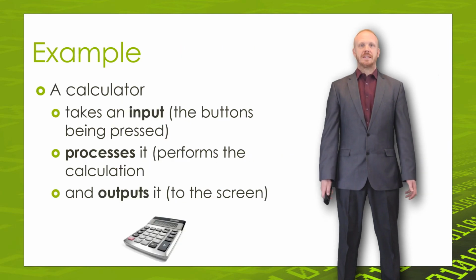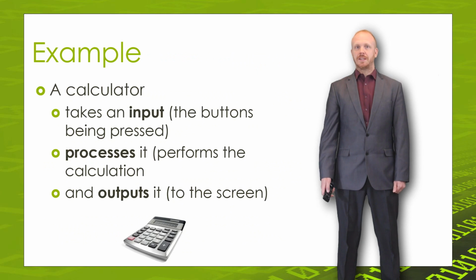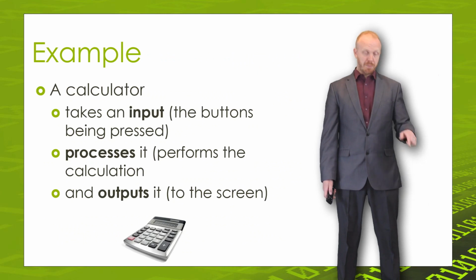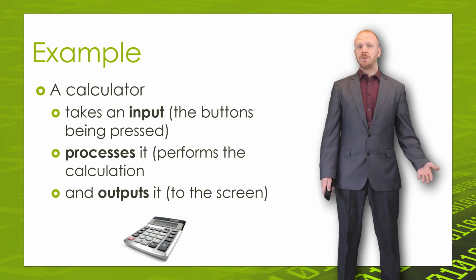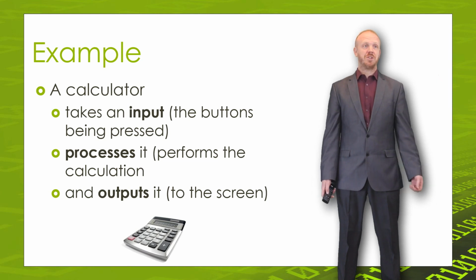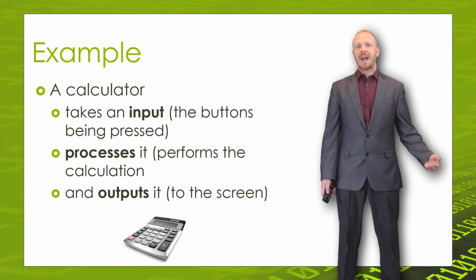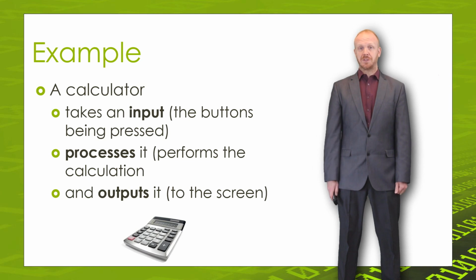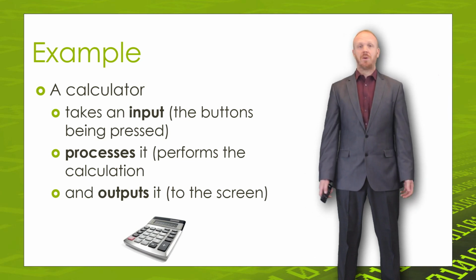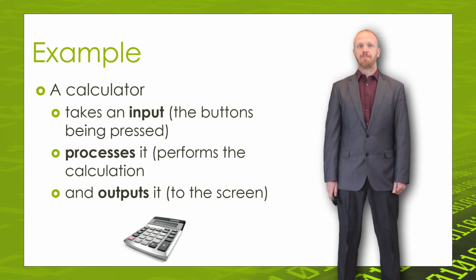The simplest example is a pocket calculator. It takes an input, the buttons being pressed. It processes it. It performs the calculation when the equals button is pressed. And then it outputs the result by giving the answer on the screen. Input, process, output. Therefore, it is a computing device.